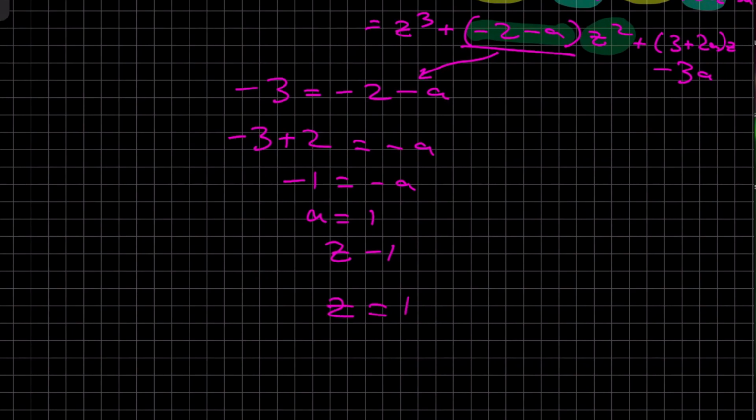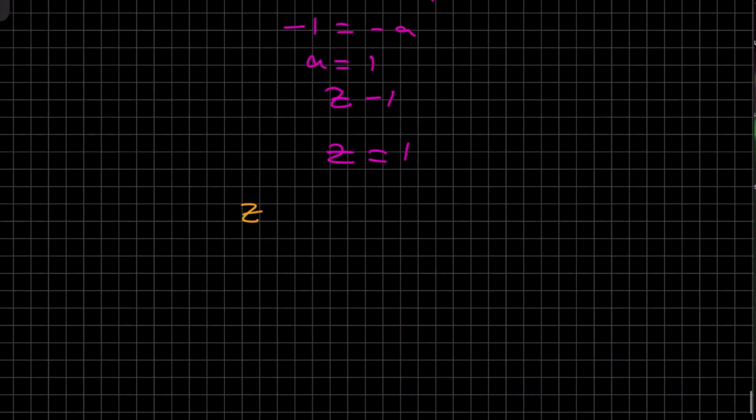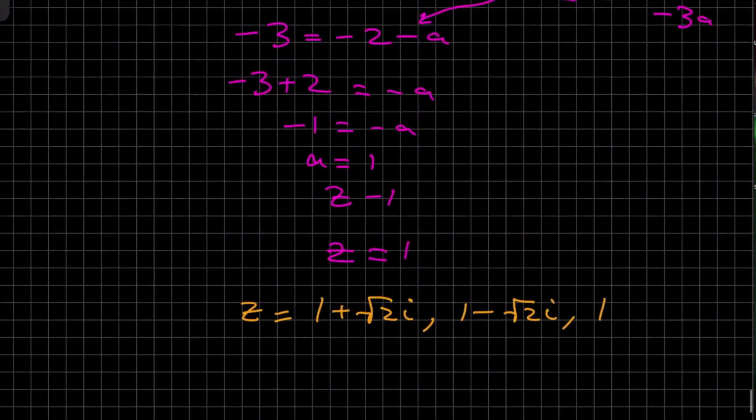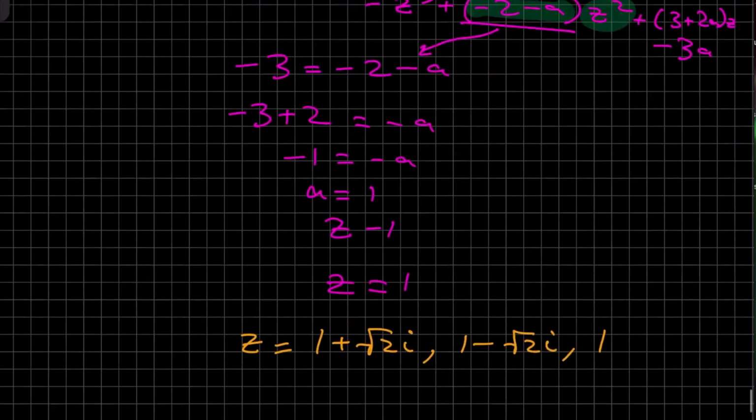So to summarize, our three solutions to this equation would be our complex conjugates of 1 + √2i and 1 − √2i, and z = 1 would be our third solution, which we figured out using the expansion and equating coefficients method. As always, let me know if you have any questions. Otherwise, I will see you next time.